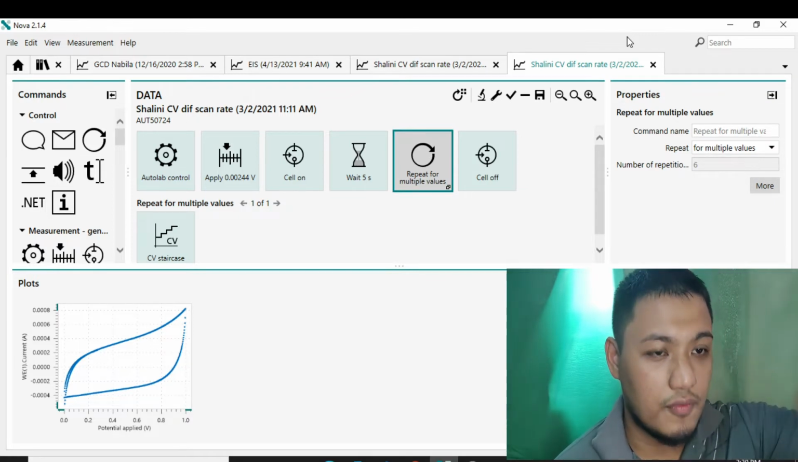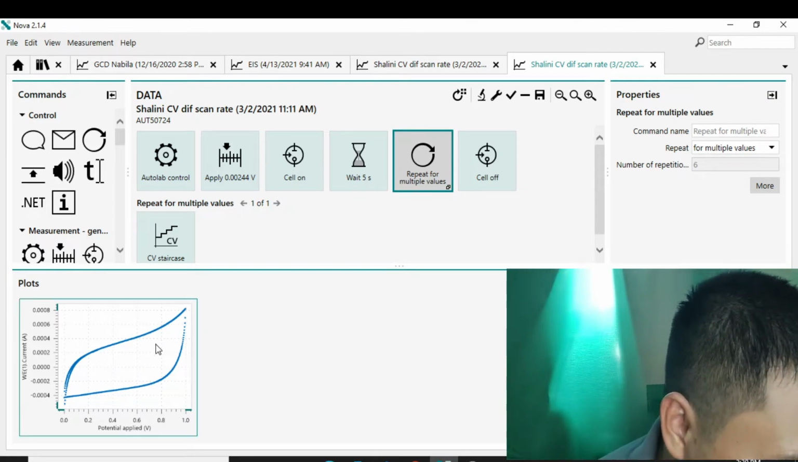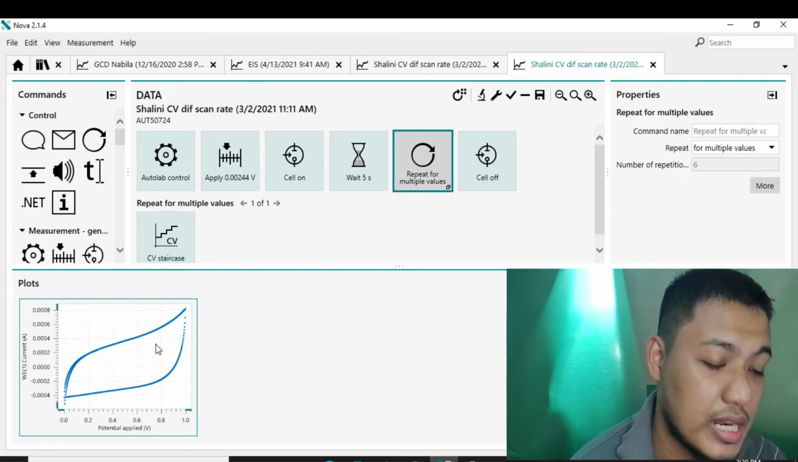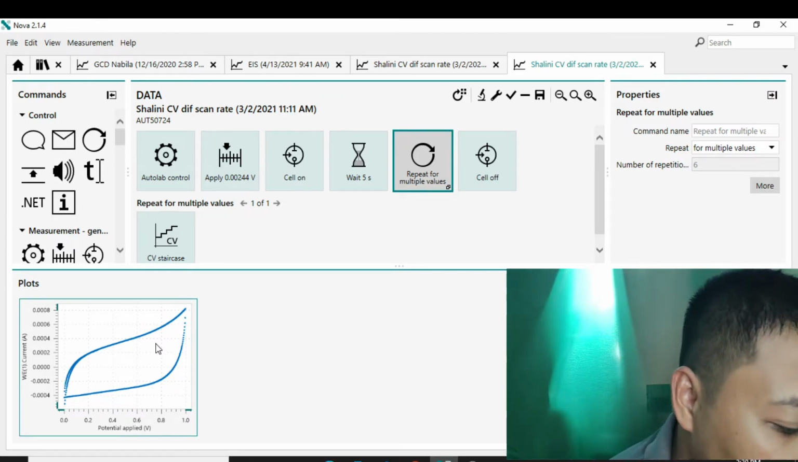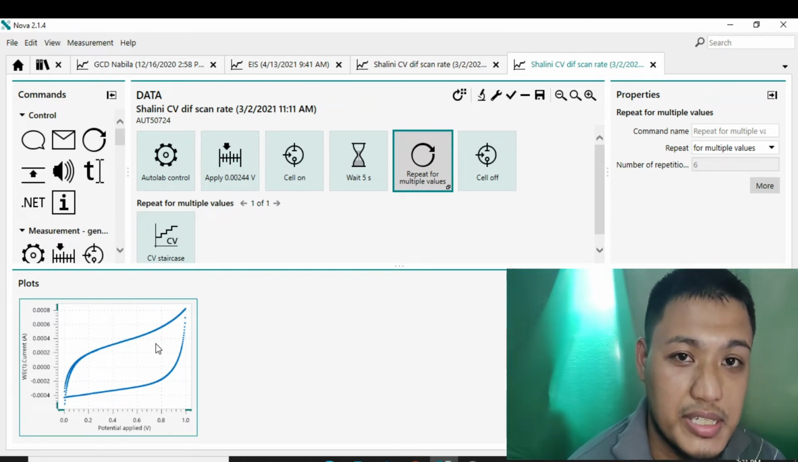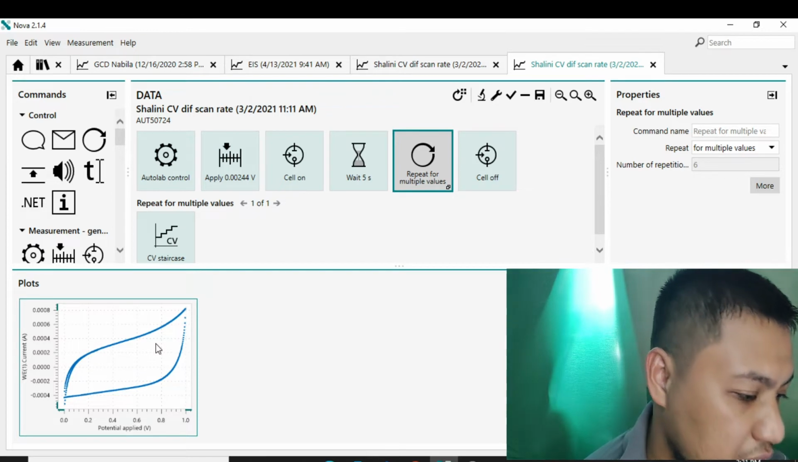If you observe a straight line in the graph here, this graph is good because there is no hydrogen and also oxygen evolution. So that's why we fix the potential from 0 to 1. You need to try a big potential first, then you narrow down the potential window.